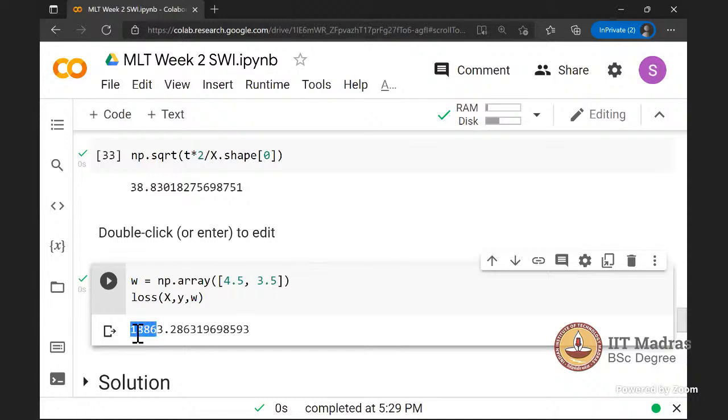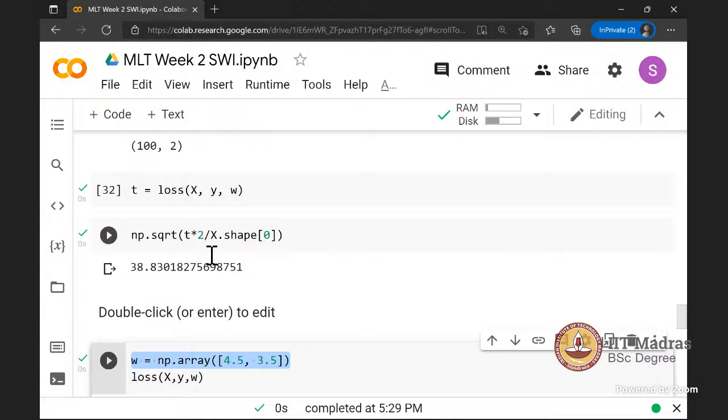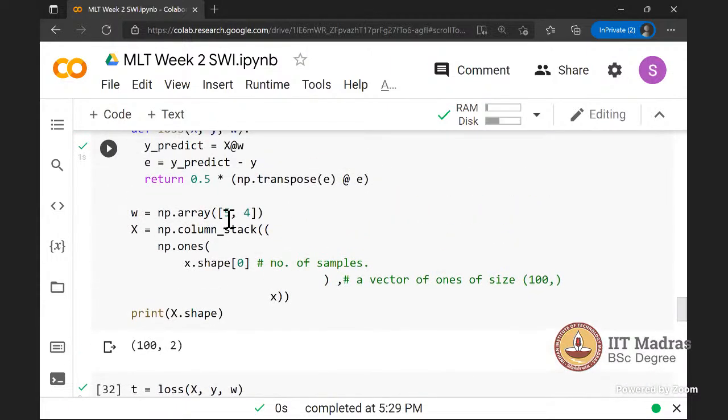Now you can see the value has changed since the model has changed. Can anybody tell me, has it increased or decreased? Decreased. It has decreased, right? And this is how we are going to measure how good or bad our model is. So we can certainly say that this model is better than the previous one, which was 5,4.